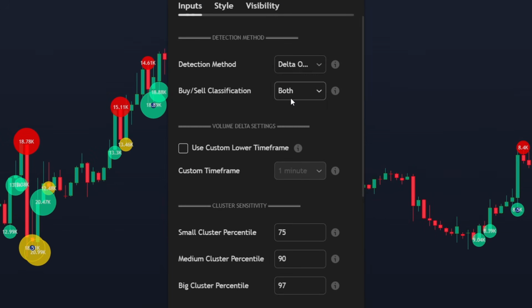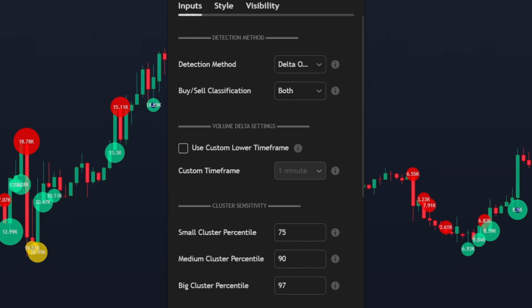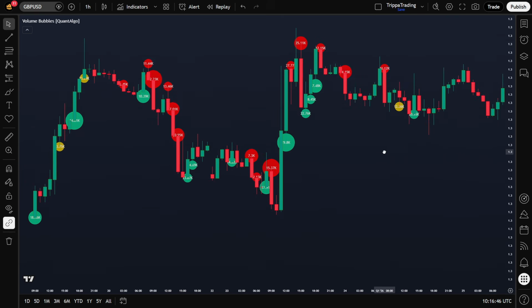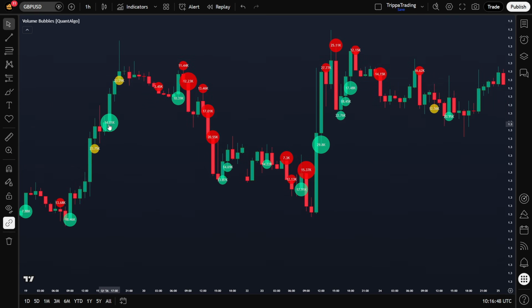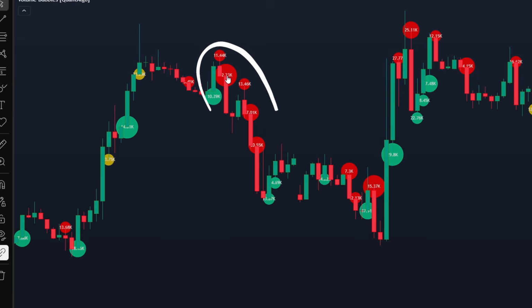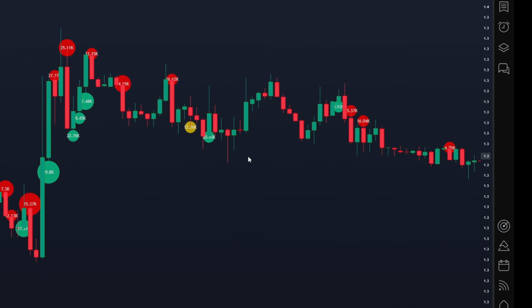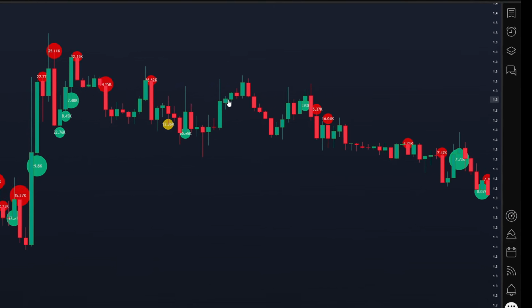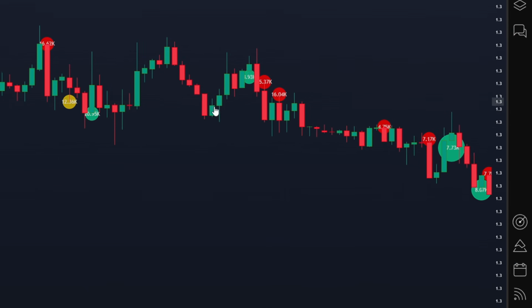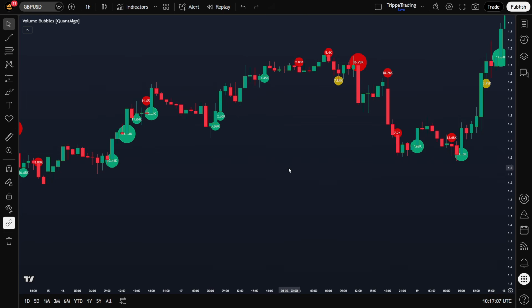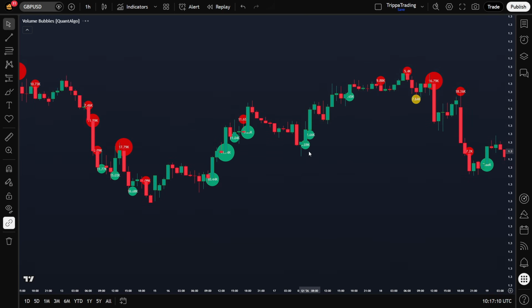The second method is delta only. This one is more directional. Instead of looking at total volume, it focuses on volume delta. That means it is trying to detect whether buying volume or selling volume clearly dominated. So with delta only, the indicator will print bubbles only when directional pressure is statistically significant. If total volume is high but buying and selling are relatively balanced, then no bubble may appear. This method is more useful when you want confirmation that one side is truly dominating.